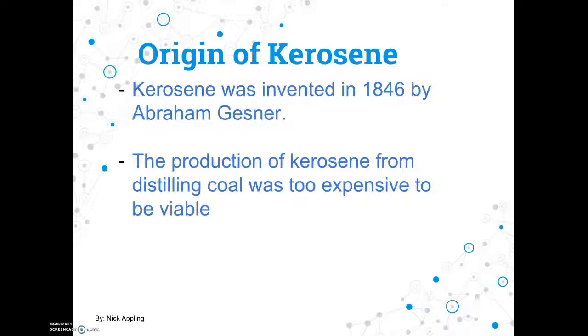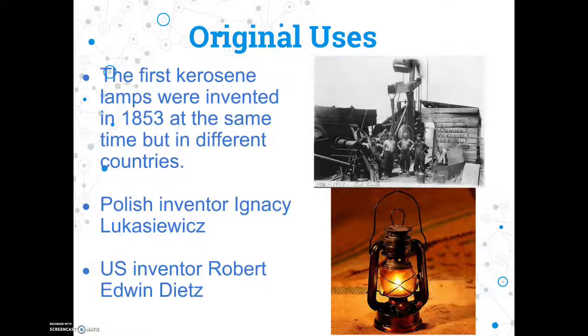The process of extracting kerosene from distilling coal was too expensive to be viable, until it was discovered that kerosene could be produced from petroleum, which is more affordable in mass-scale production. When kerosene was originally produced, it was primarily used in lamps. The first modern kerosene lamps were invented by Ignacy Łukasiewicz, an inventor from Poland, and Robert Edwin Dietz from the USA, at the same time, independent of each other, in the year 1853.